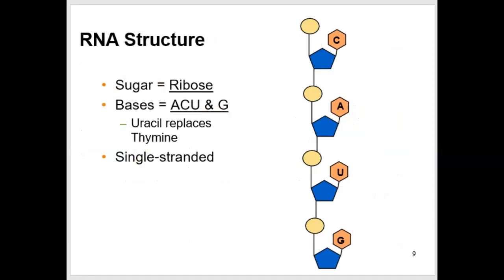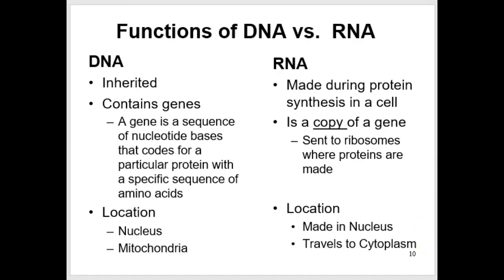RNA, on the other hand, is single-stranded. Notice again that I don't have thymine as one of the bases. Instead, I have uracil. I've already mentioned some of the differences between DNA and RNA. For example, DNA is inherited, but RNA is made every time a protein needs to be made. DNA consists of genes that direct the sequence of a protein's primary structure. RNA, we don't say has a gene, we say it's a copy of a gene.